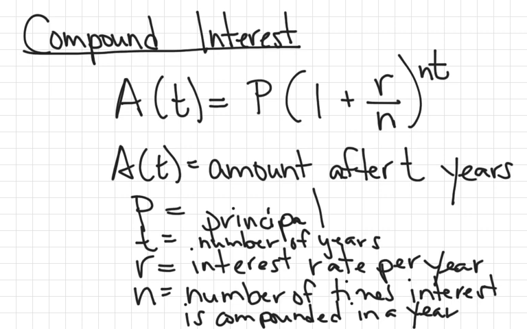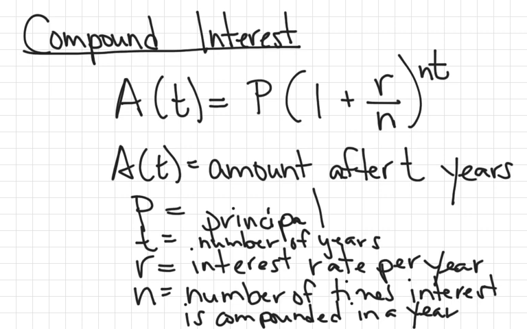The formula for compound interest is A(t) equals P times (1 plus r over n) to the nt, where A(t) represents the amount of money you have after t years. P is called the principal. It's the amount of money you invest in the first place. For example, if Grandma gives you $500 for the holidays, and you put that in an account, that would be the principal. t, little t, is the number of years that you're going to leave the money there. r represents the interest rate per year. And n represents the number of times the interest is compounded in a year.